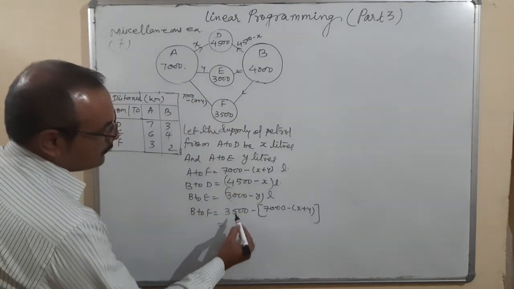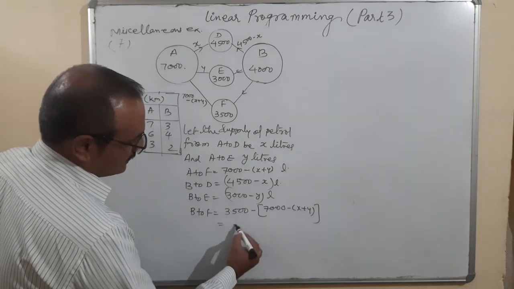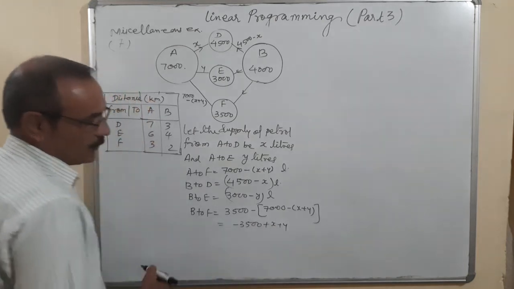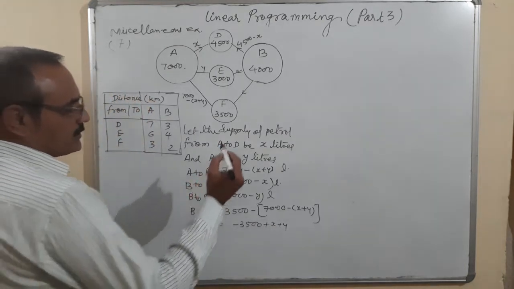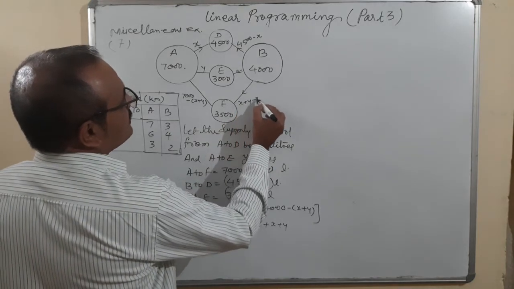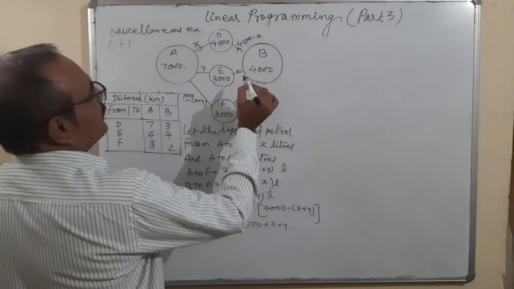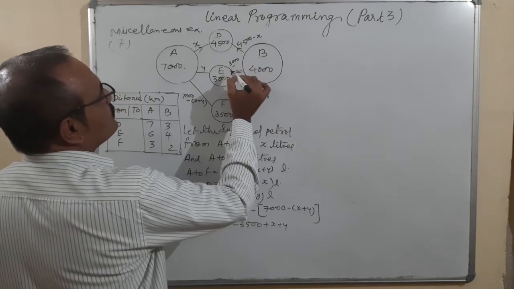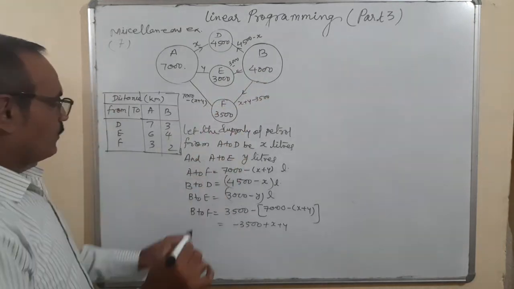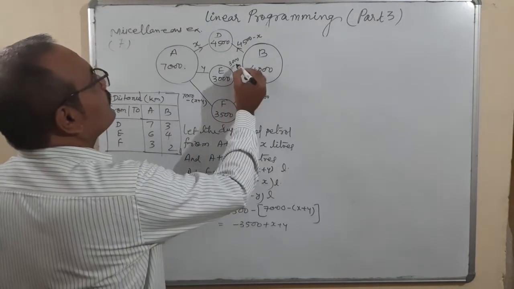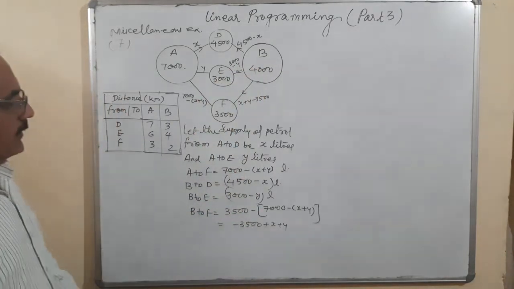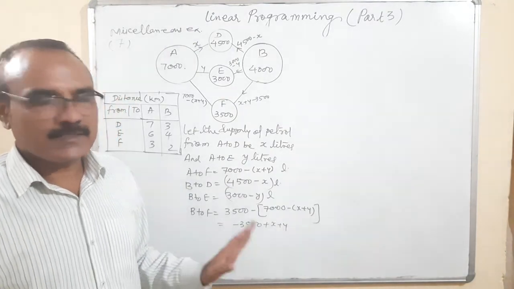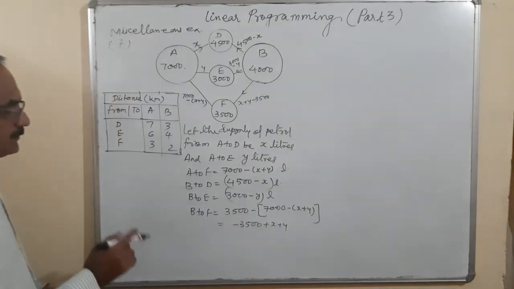So let us simplify this. 3500 minus 3500 plus X plus Y. So here the supply is X plus Y minus 3500. Here the supply at B2E, what I have written, is 3000 minus Y. Right. Because these are the supplies and all are positive. All the supplies are positive. That is okay. This is one.